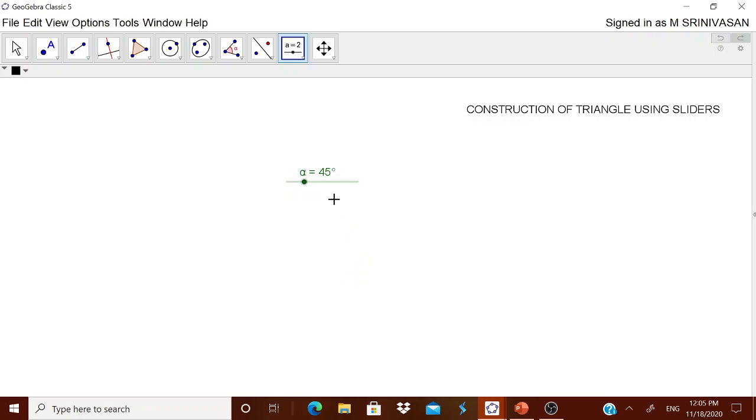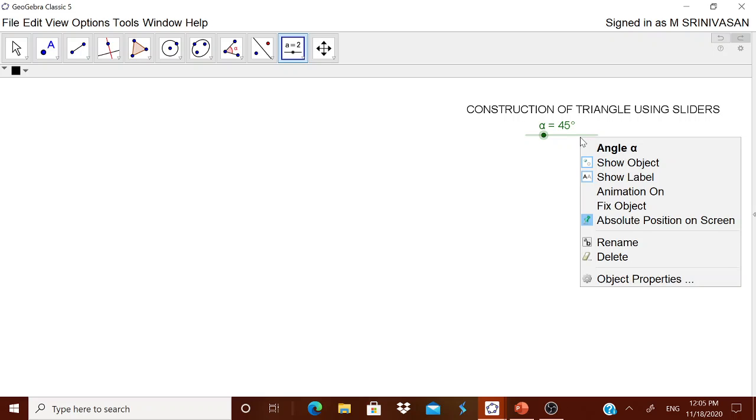Okay. Now it has come over here and you can pull it and push it somewhere. And you can fix its position also. By right clicking it, you can fix the object and you can have the animation. And you can have the object properties, change its color, change its thickness and so on. You play around and find it.